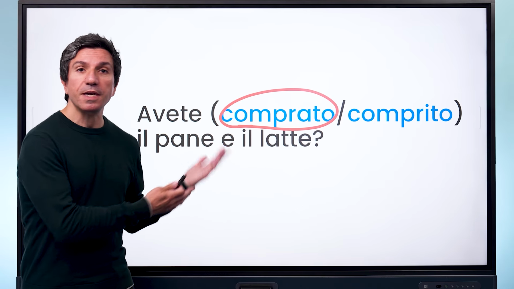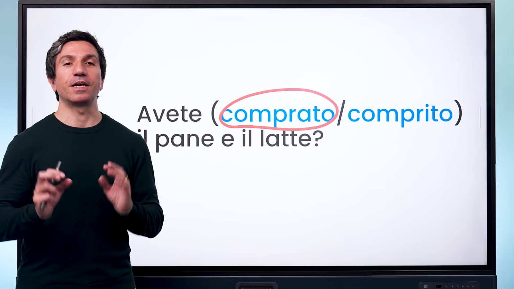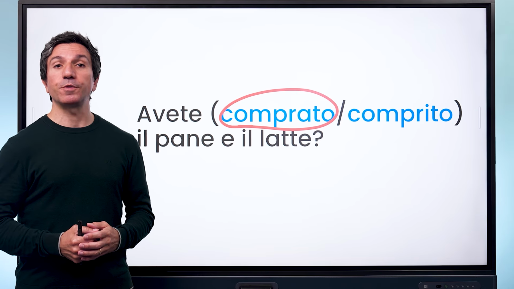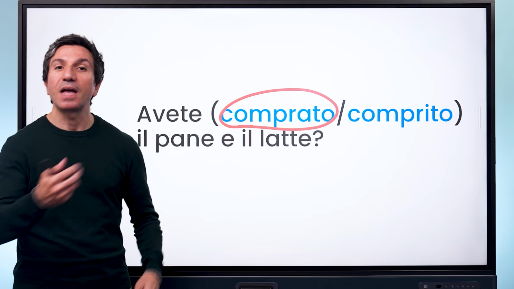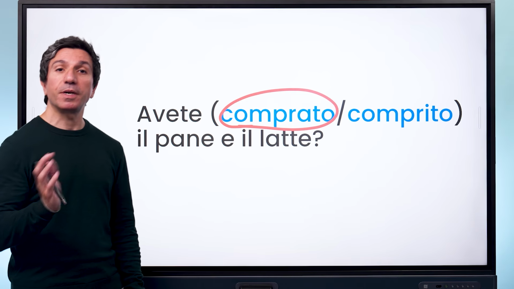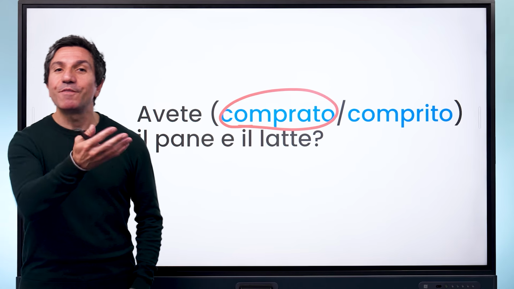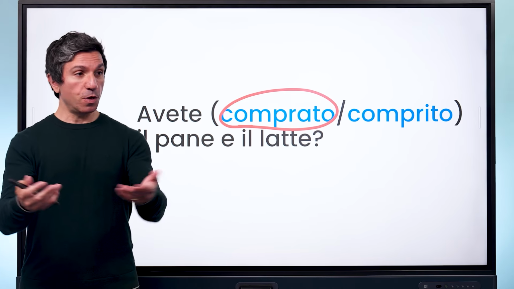Comprato is used here because comprare is a regular are verb. We use the present tense of the verb avere, avete, and the past participle comprato. So, avete comprato means you bought.